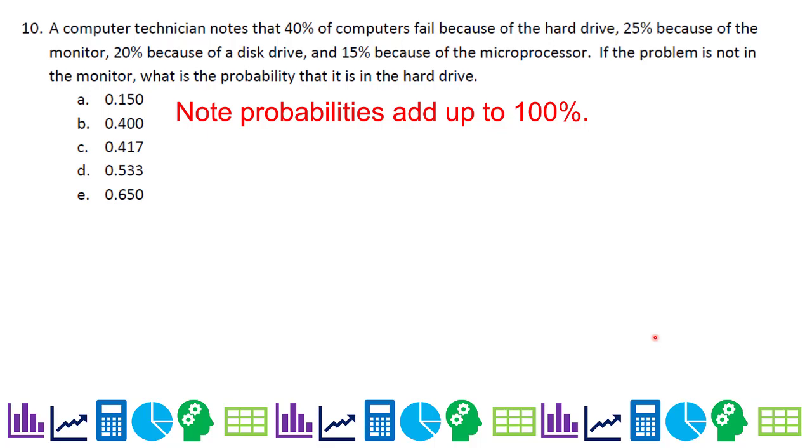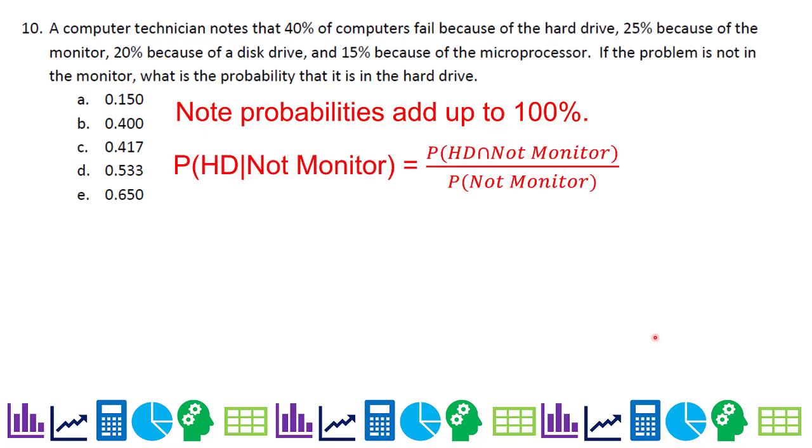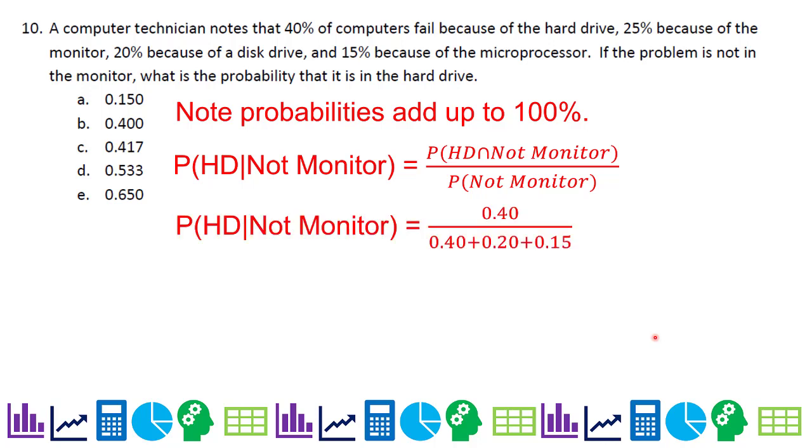So the probability that it's a hard drive, given that it's not the monitor, right? That's basically, so we know that the problem with this computer is not the monitor. So what is the probability it's the hard drive? Well, I take the probability that it's just the hard drive, which is 0.40, and then I take all the other probabilities except for the monitor, and that's the bottom. And when you add them up and divide, you get 0.5333, or choice D.